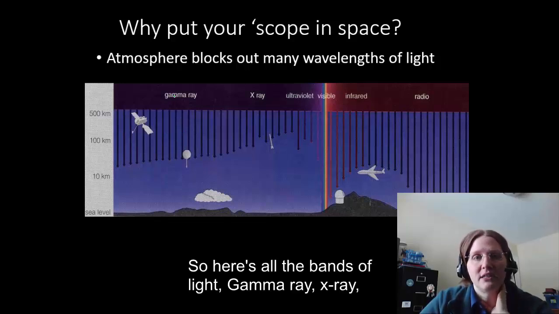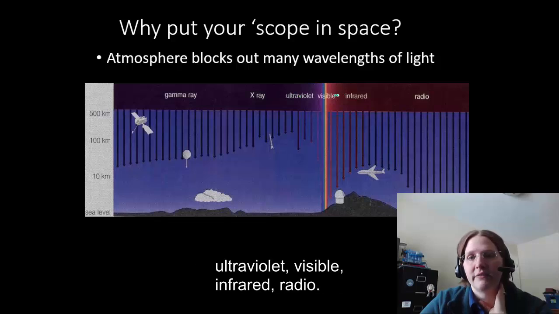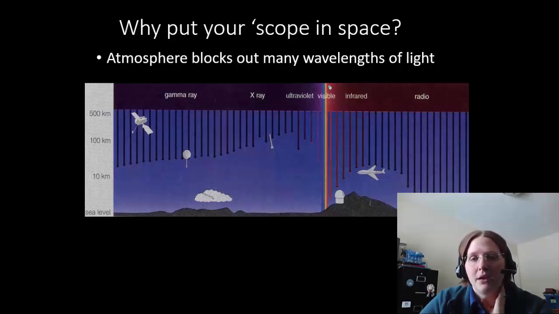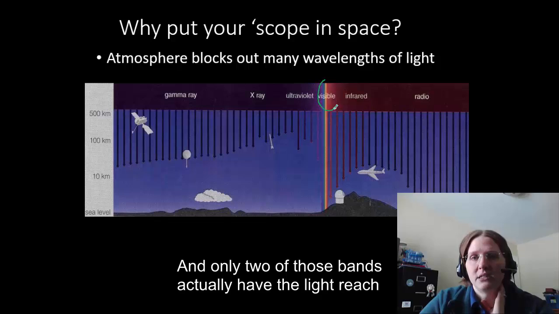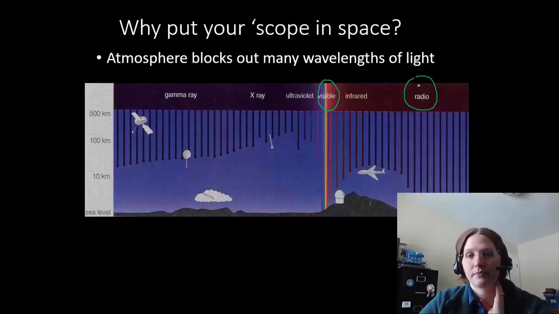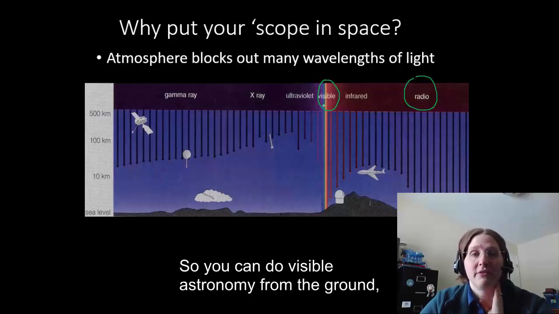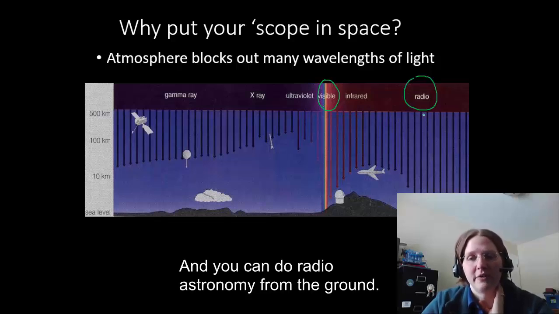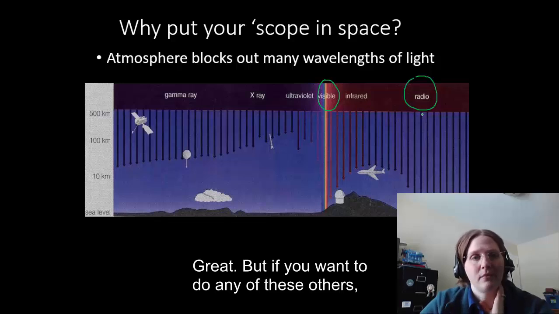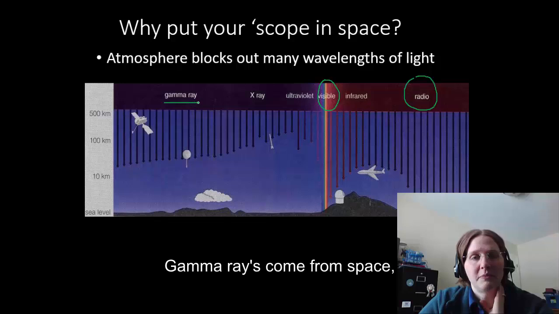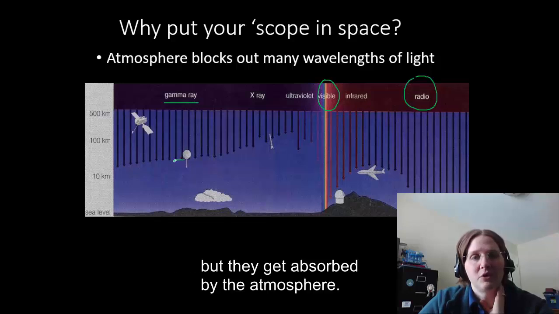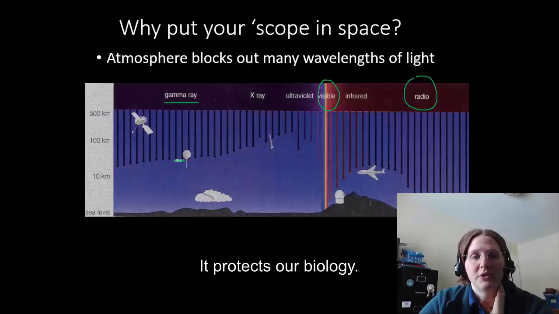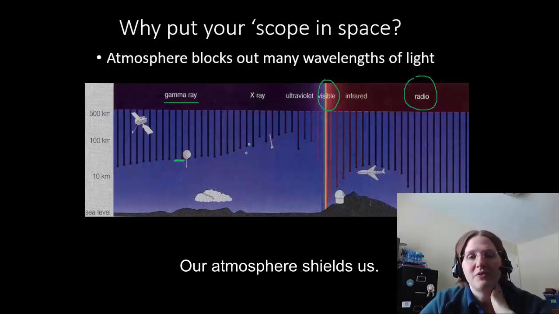So here are all the bands of light: gamma ray, X-ray, ultraviolet, visible, infrared, radio. And only 2 of those bands actually have the light reach the ground. So you can do visible astronomy from the ground, and now we can do it really well. And you can do radio astronomy from the ground. Great. But if you want to do any of these others, gamma rays come from space, but they get absorbed by the atmosphere. That's actually good for us. It protects our biology. Our atmosphere shields us.